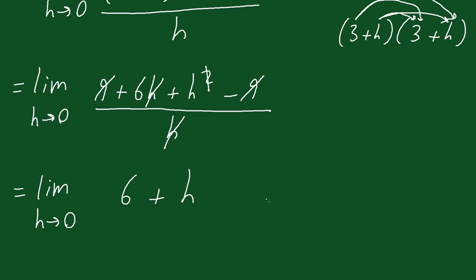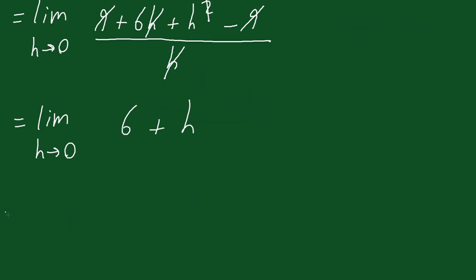Now we can evaluate the limit. Now we can plug in a 0 for h. If you do this, you're going to have 6 plus 0, which simply gives you 6. Meaning that the instantaneous rate of change at an x value of 3 for the function f of x equals x squared should equal 6.